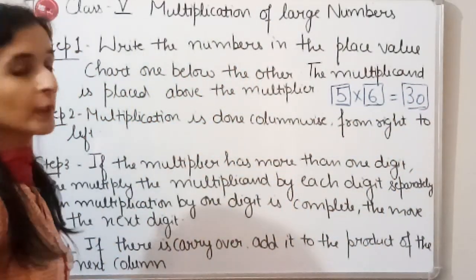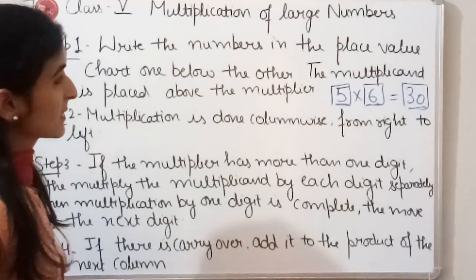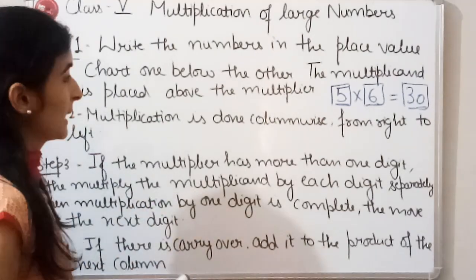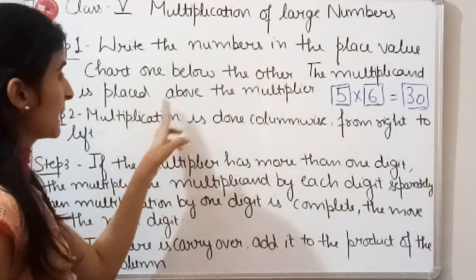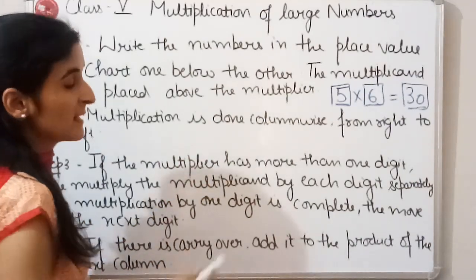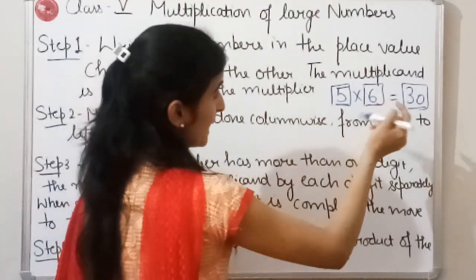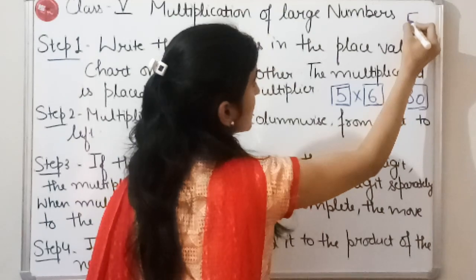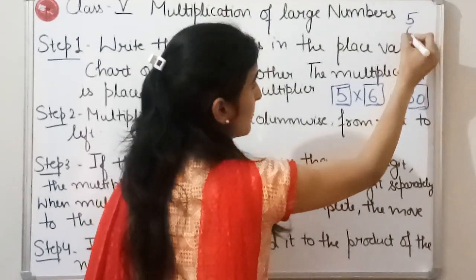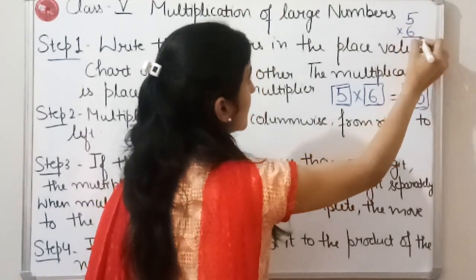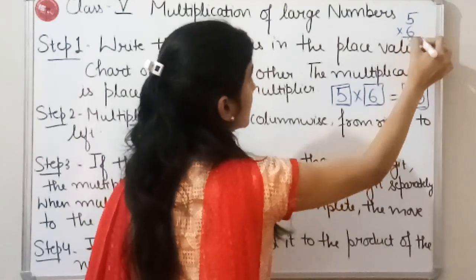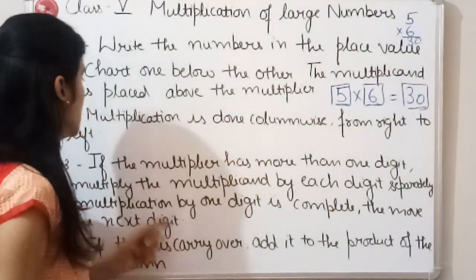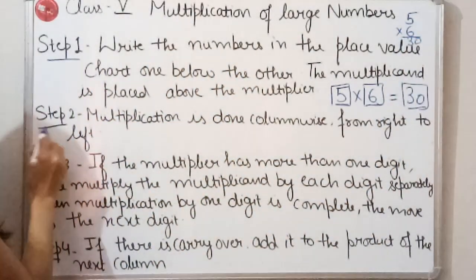Okay, I'll tell you with one more example what is the multiplicand and what is multiplier. So the multiplicand is placed above the multiplier. It means if we have to multiply 5 by 6, then this 5 will be placed above this 6. Then 6 5s are 30 will be the answer. Now let's move to the second step.